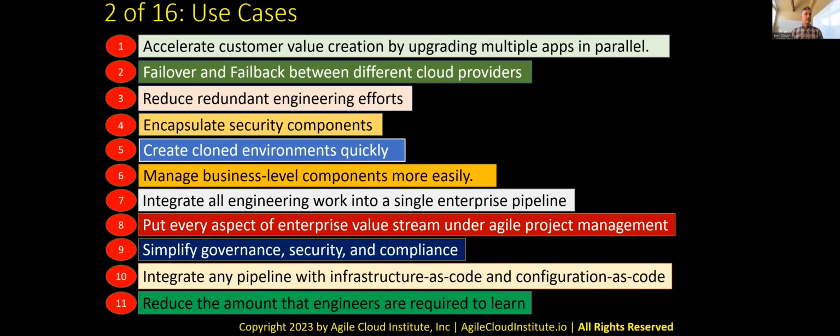These are the 11 primary use cases of the Agile Cloud Manager. In the next video, we'll go into more detail in the next topic.